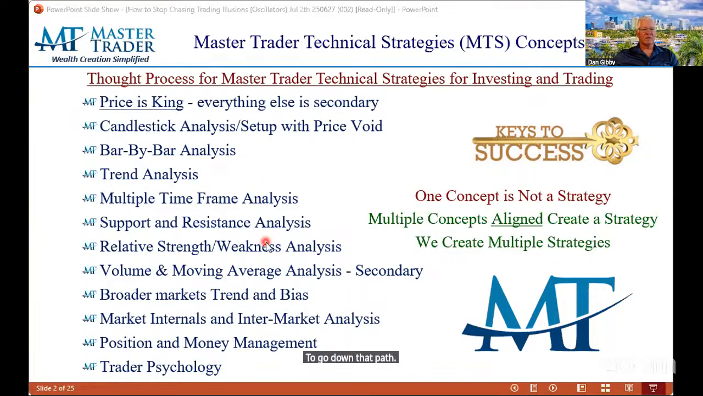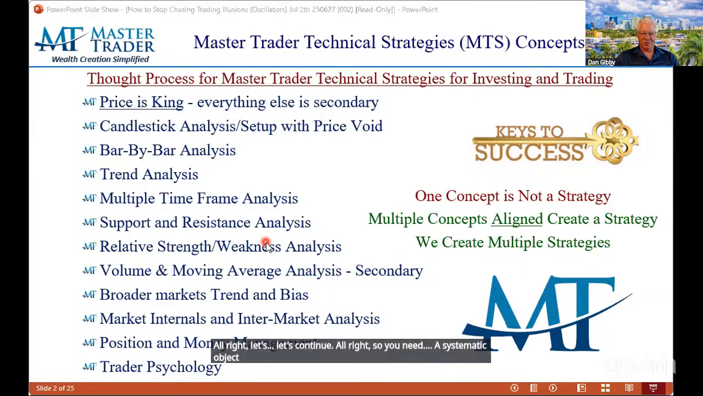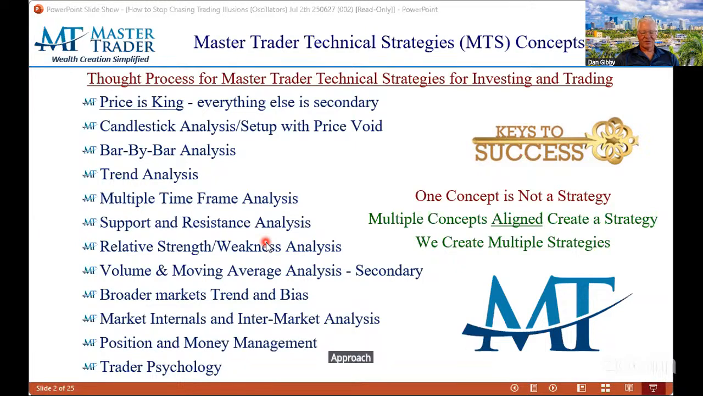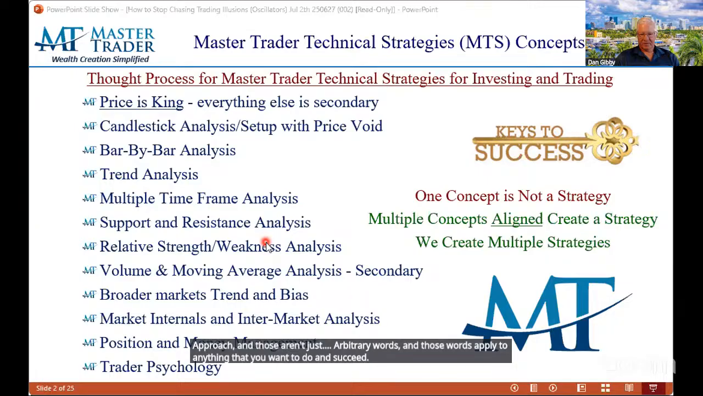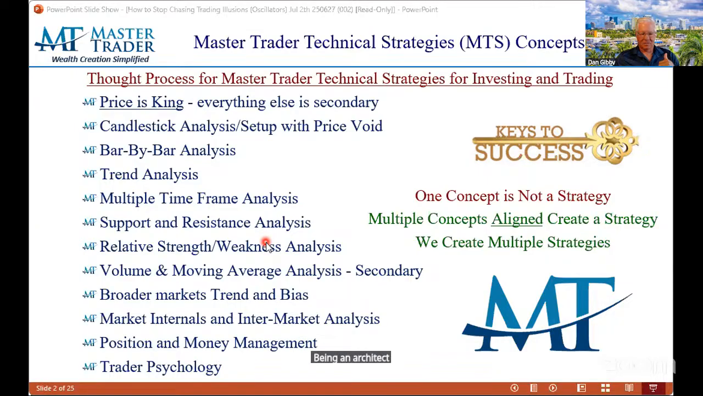All right, let's continue. So you need a systematic, objective approach, and those aren't just arbitrary words. Those words apply to anything that you want to do and succeed: being an architect, a doctor, basketball player, race car driver, a trader. It's like, how do you consistently make money? We come to a poker player.